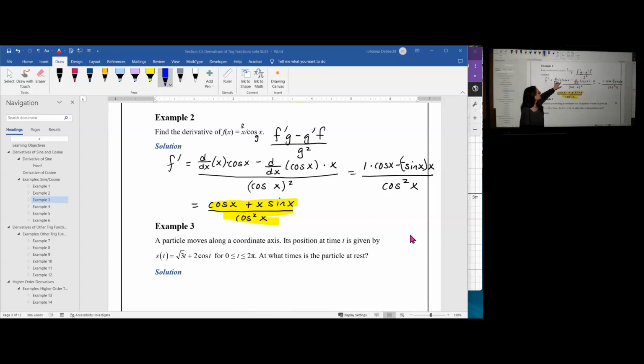This means that we need to take the derivative of the numerator, which is x. Derivative of x is going to give us a 1. Then we multiply by the denominator, cosine x unchanged. That will give us 1 times cosine x, or cosine x. Then we subtract the derivative of the denominator, which is cosine x. That gives us a negative sine x. That negative is not the subtraction in the formula. It's going to give us a double negative.